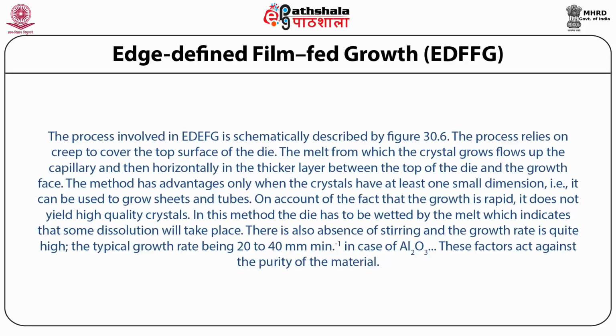On account of the fact that the growth is rapid, it does not yield high quality crystals. In this method, the die has to be wetted by the melt, which indicates that some dissolution will take place. There is also absence of stirring and the growth rate is quite high, the typical growth rate being 20 to 40 mm per minute in case of Al2O3. These factors act against the purity of the material.